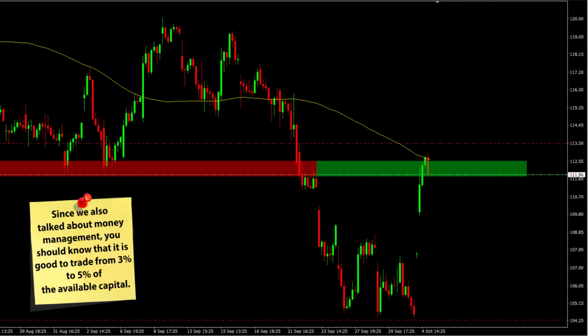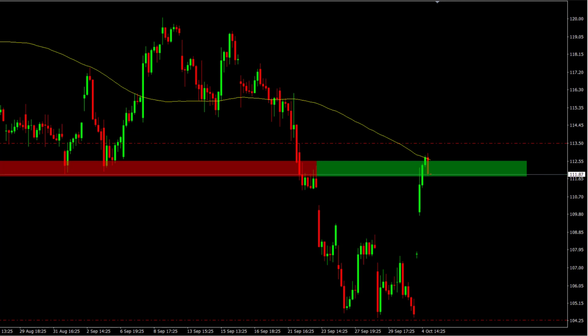Since we also talked about money management, you should know that it is good to trade from 3% to 5% of the available capital. Follow the trading rules strictly. We can now sell JP Morgan stock after it closed the current candle and open the new one. Here you will see that we also have an engulfing candle from the Japanese formations. Here is another thing in our favor.